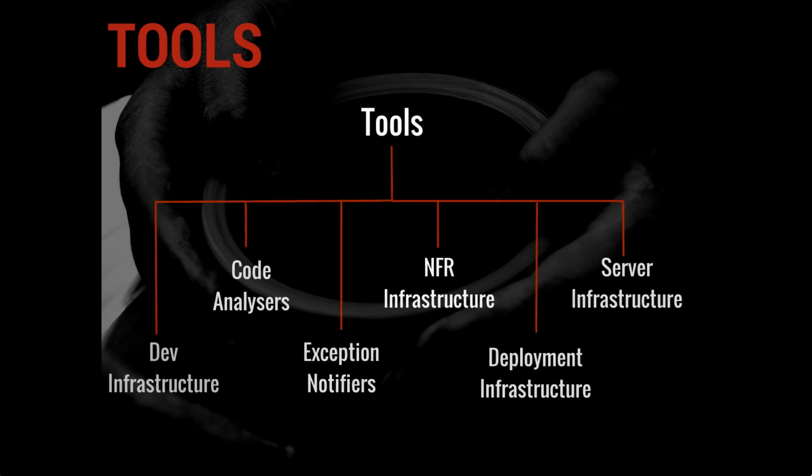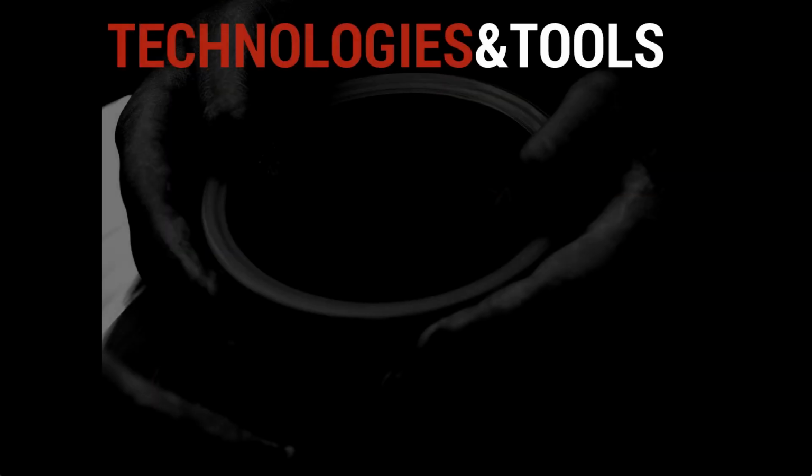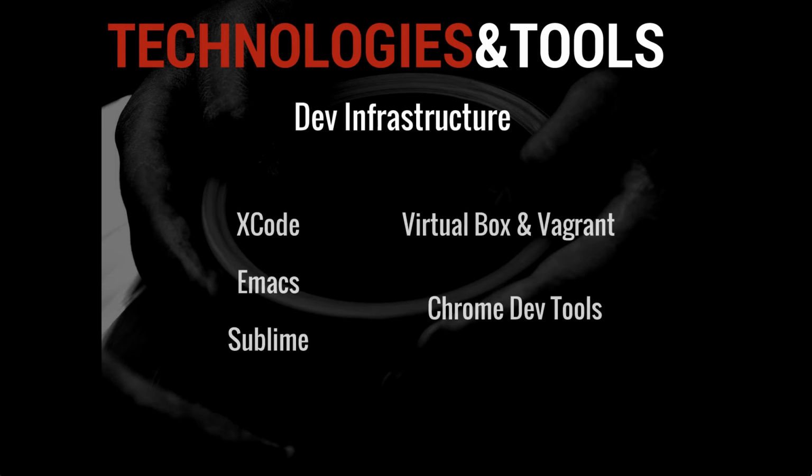Let's now move on to the tools that we use to complement the technologies that we've covered. These tools are again categorized under 6 different types: dev infrastructure, code analyzers, exception notifiers, NFR or non-functional requirements infrastructure, deployment infrastructure, and finally, server infrastructure. Let's start with what tools are used by our programmers. We've got a standard tool set that we install in all of our dev machines, since this saves a significant amount of time in training and setup and also allows almost any programmer to work with the same set of tools.